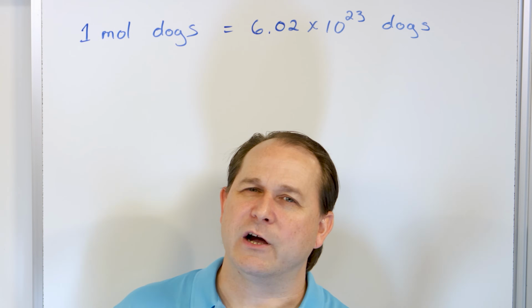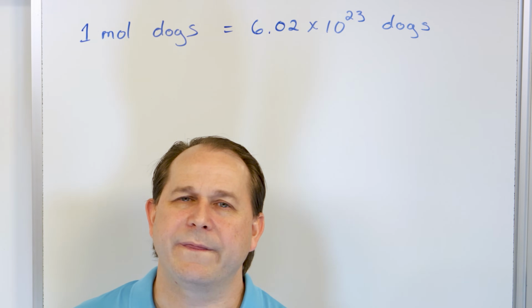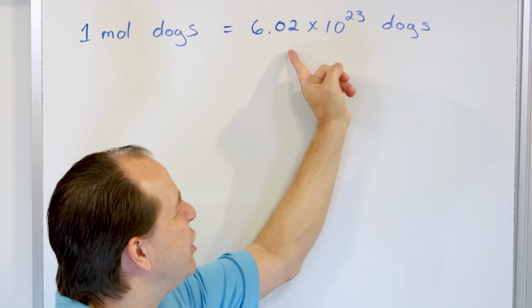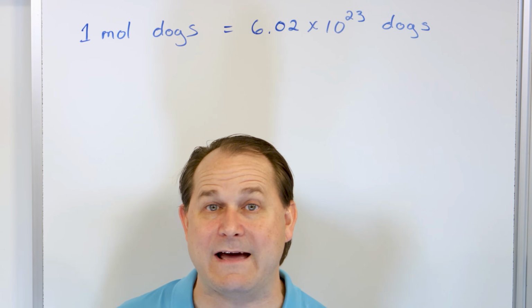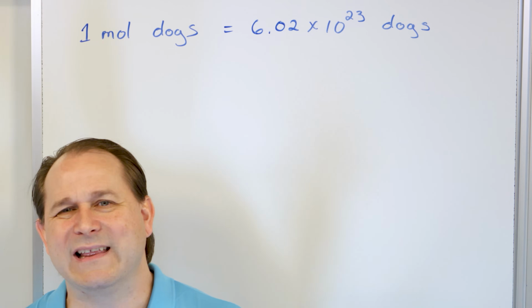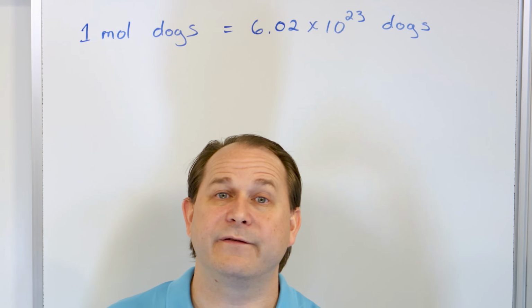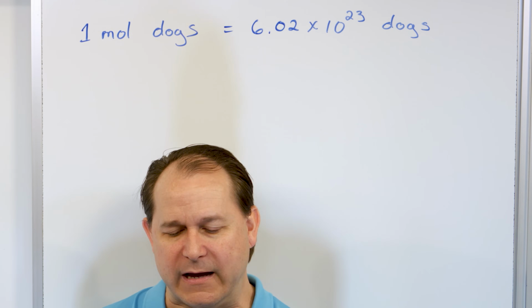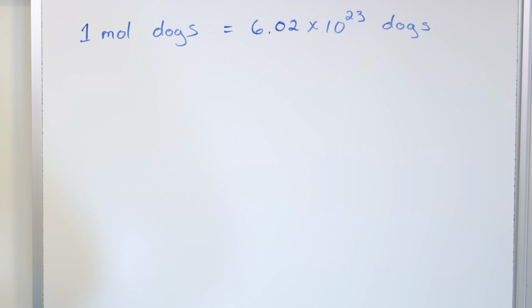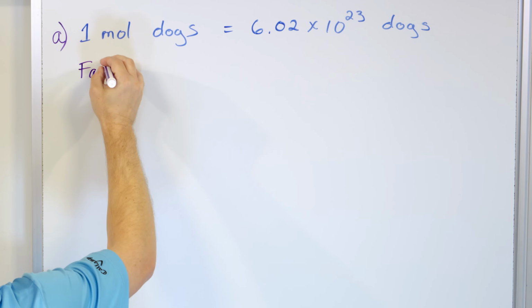So if I have a mole of dogs, I also have a mole of dog legs. Is that true or false? Well, think about it. Every dog has 4 legs. So if I have this enormous amount of dogs, I have to have 4 times that many legs. I do not have a mole of dog legs because I have 4 times as many legs, which is more than a mole. It's 4 moles of dog legs. So the answer is false.